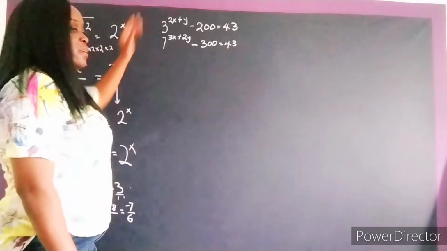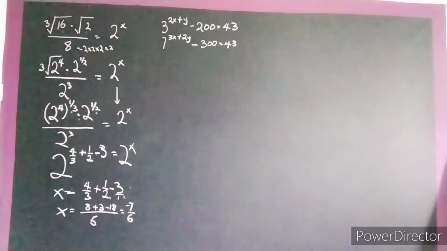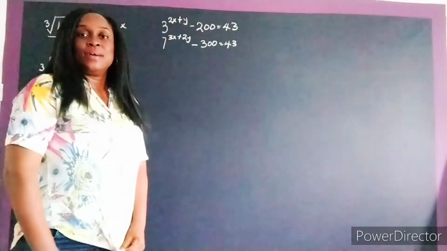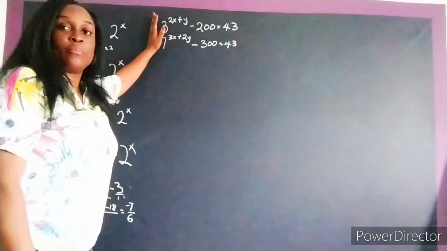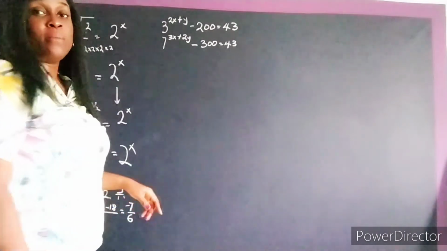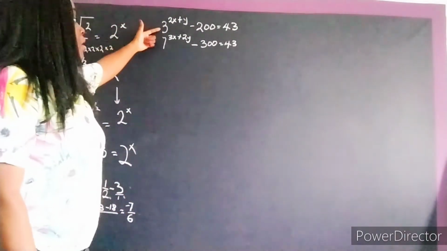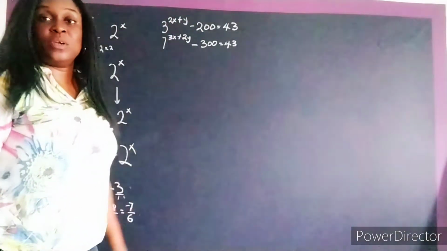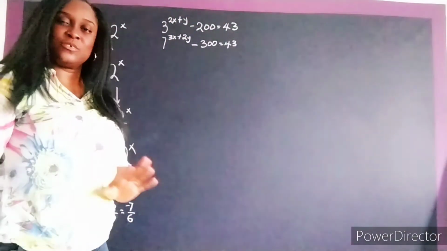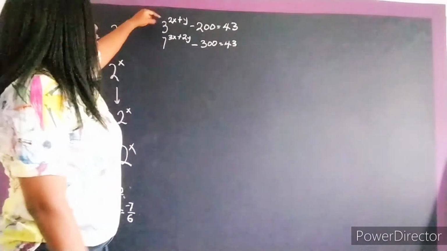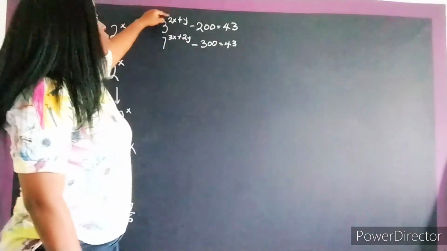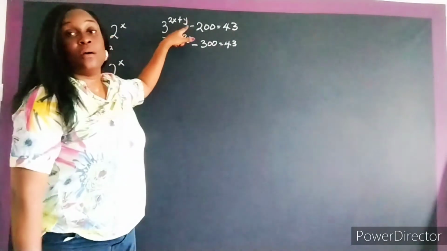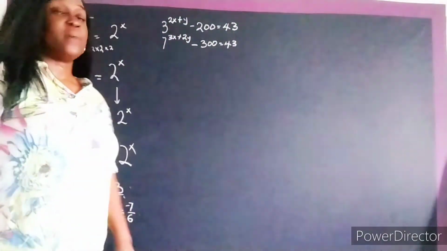So we'll move on to the next problem right away. We have another exponential problem here. The problem gives us a number raised to a power, and the power is already a linear expression. So it's a bit complex. It's not a straightforward number, and it's not just a single linear equation. It's a linear equation with two variables, x and y, or two unknowns, x and y.